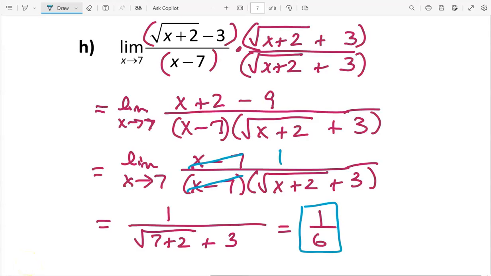And for this question, we can eliminate the discontinuity by multiplying by the conjugate of the numerator over itself, remove the factors of x minus 7, and then just find the function value for the function that is equivalent everywhere but x equals 7.